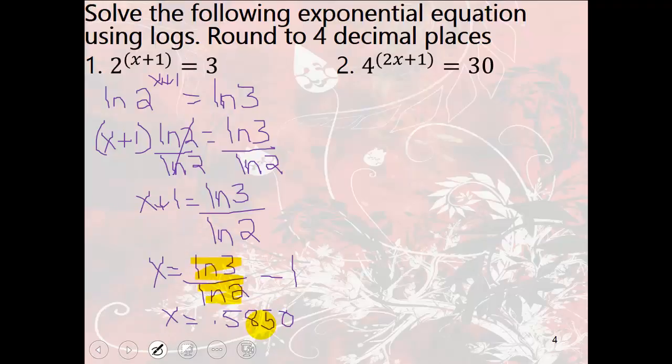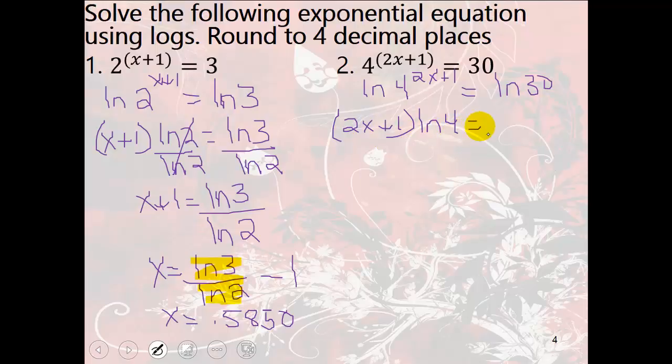Number 2, same type of thing. I'm going to apply the natural log to both sides. So I get natural log base e of the input 4 raised to the 2x plus 1 has to equal the natural log base e of 30. And then I'm going to move my power forward to make it a coefficient. And now I'm going to divide both sides by ln of 4 because I want to solve for x.